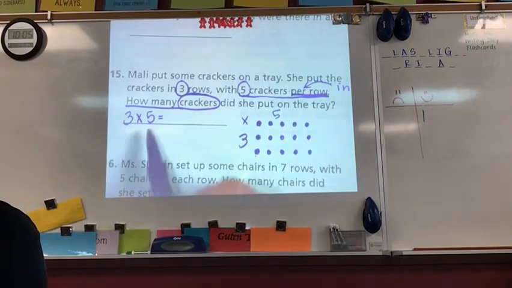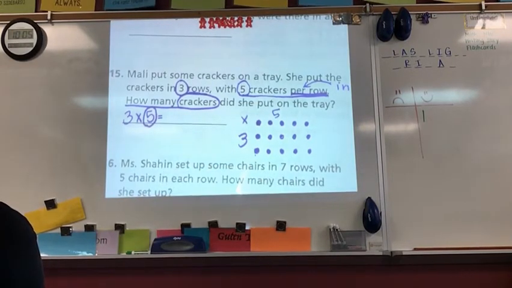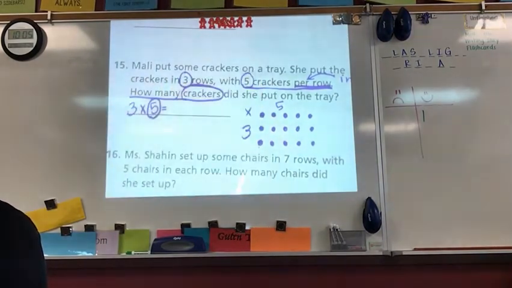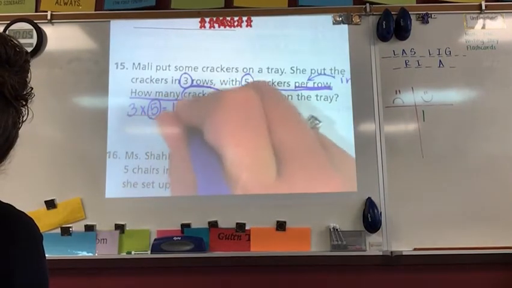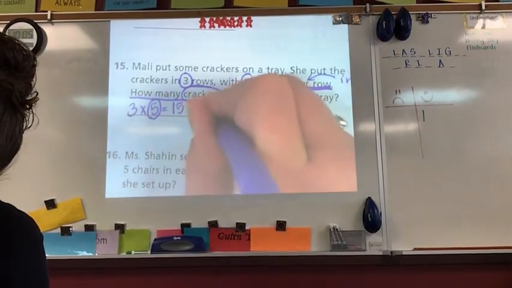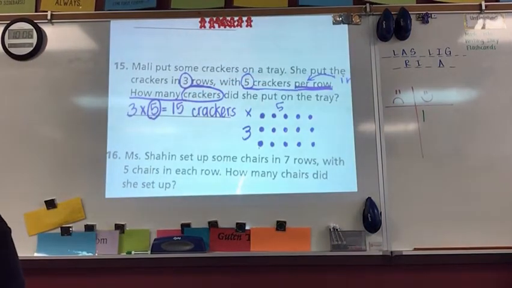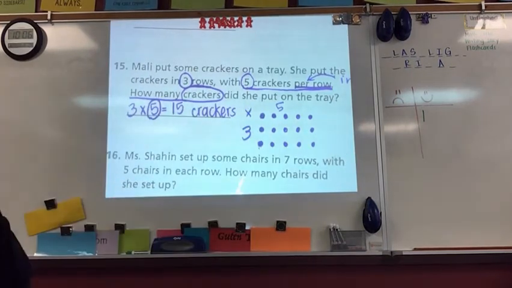Now when I see a problem like this, I can count by my 5s 3 times, right? Go ahead and do that with me. 5, 10, 15, and my answer is 15 crackers. If you're on your whiteboard, go ahead and erase.